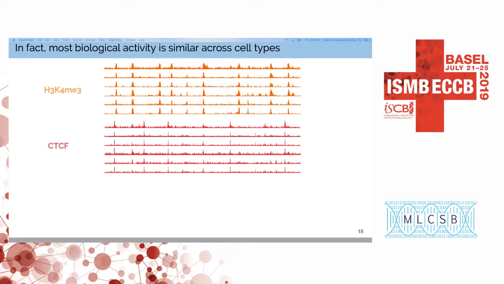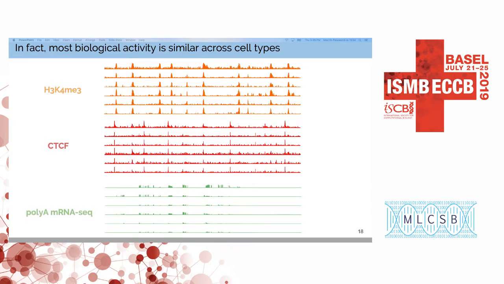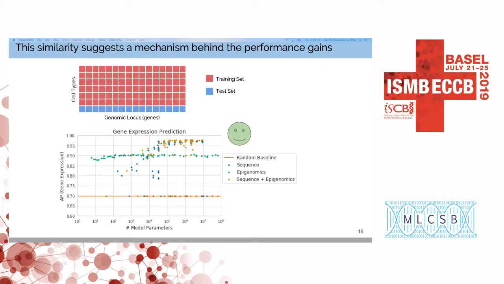CTCF is a protein that's very similar from one cell type to the next. You can see how similar it is here. And looking at just mRNA experiments, there are vast regions where nothing is happening. So this similarity suggests some mechanism behind what's going on here. We're back to the cross-cell setting here. These are the same results that I was showing you before.